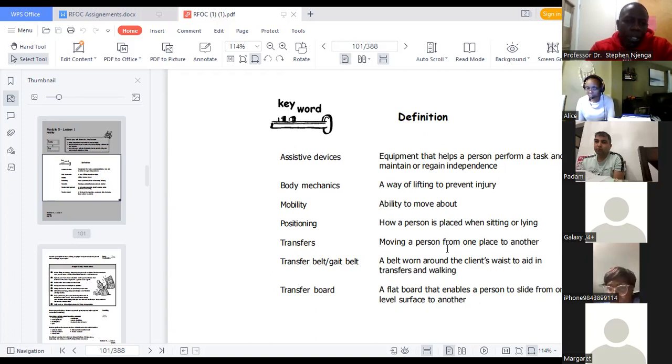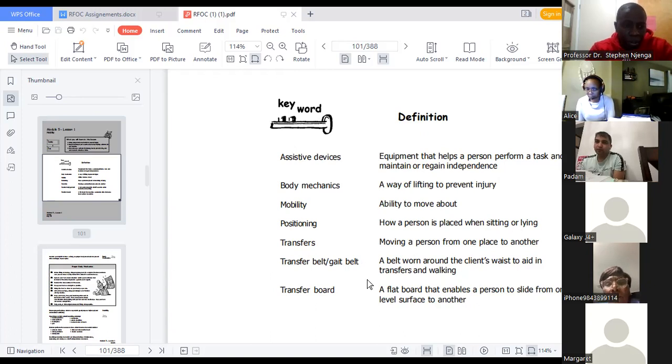Another important one is transfers, which is moving one person from one place to another. You can transfer a client from the bed to the wheelchair, or from the wheelchair to the bed. And then we have another important word there, transfer belt or the gait belt.